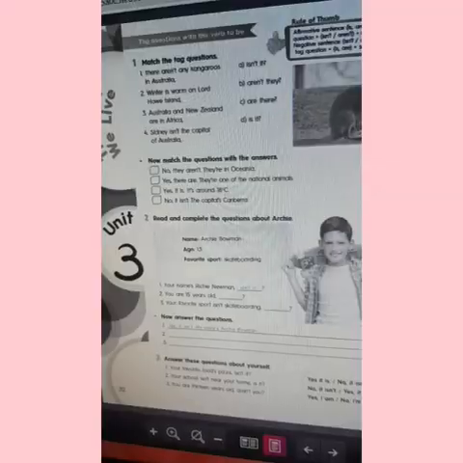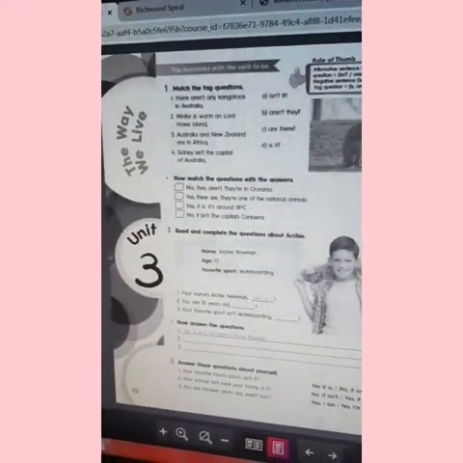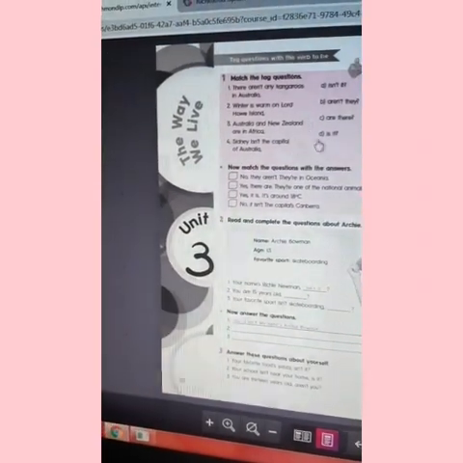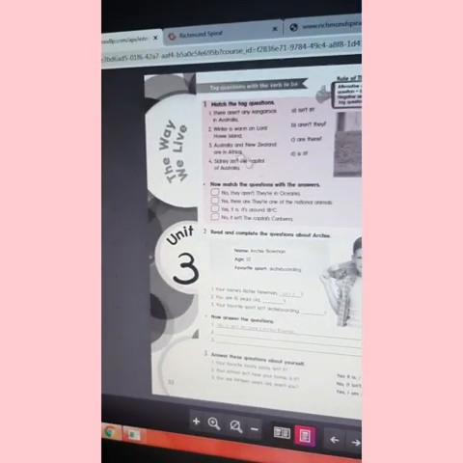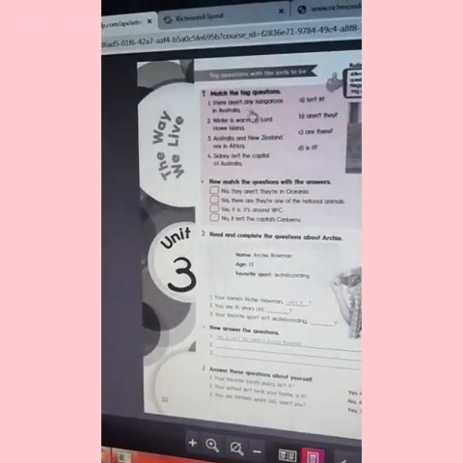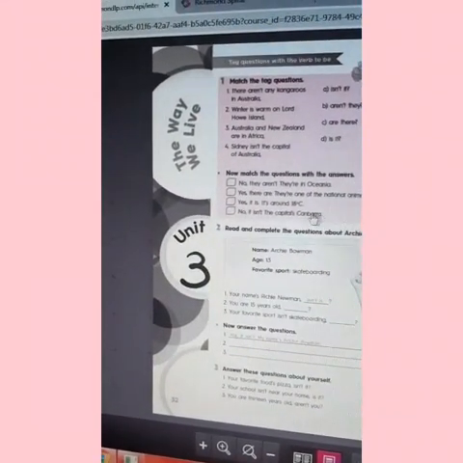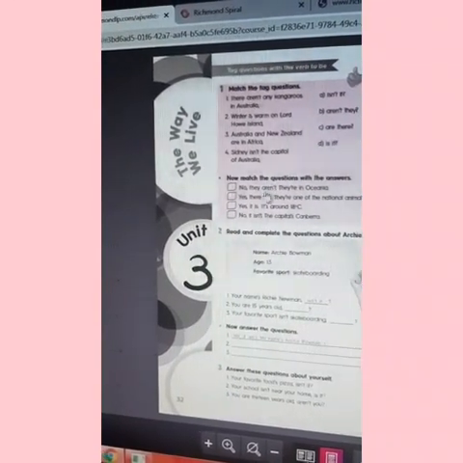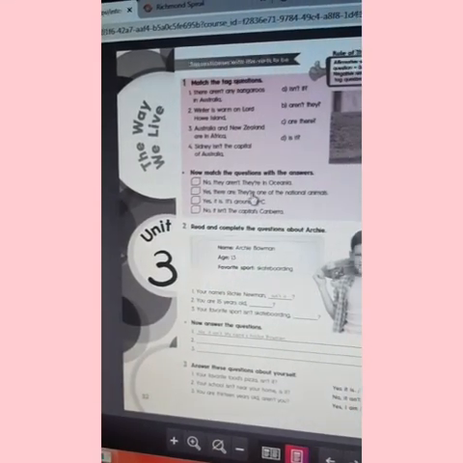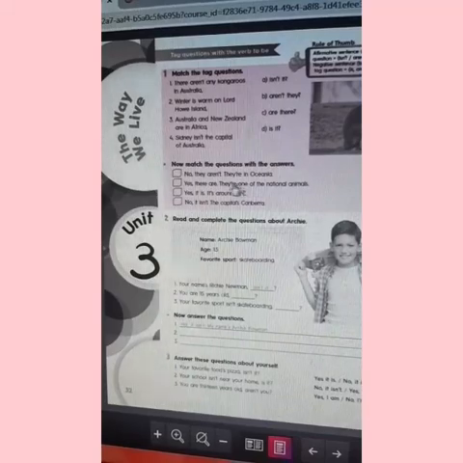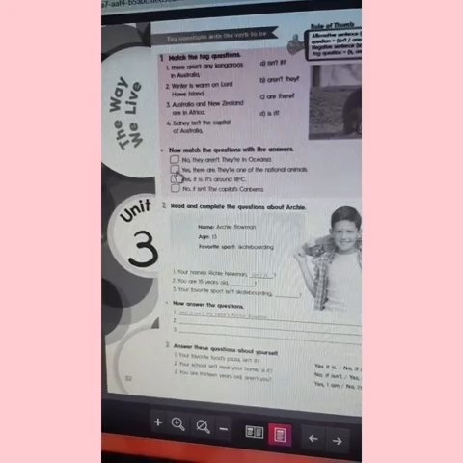Very good. Then, after you finish this activity, what you have to do is match the equations with the answers. For example, number 1. There aren't any kangaroos in Australia. Are there? What is the answer for equation number 1? The answer is this one. Yes, there are. They are one of the national animals. Here in this space, in the second, you are gonna write the number 1.